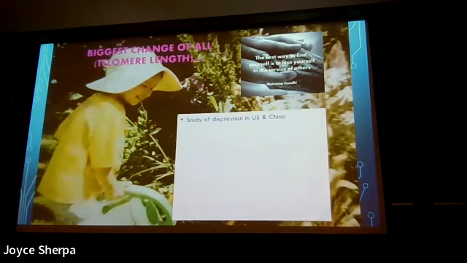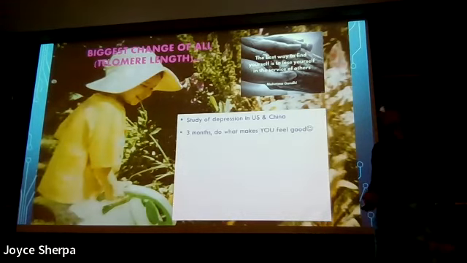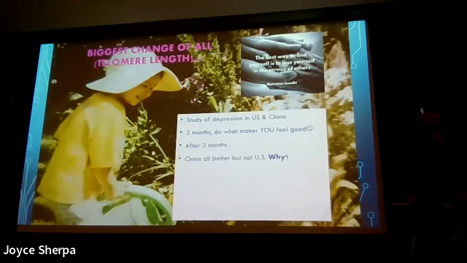This was a study done in the US and in China. They took a bunch of people who were depressed and said, for 3 months, do what makes you feel good. After 3 months, folks in China were all better. No one in the US was. They didn't give them drugs or anything. So the question is why, and it has to do with what they did.